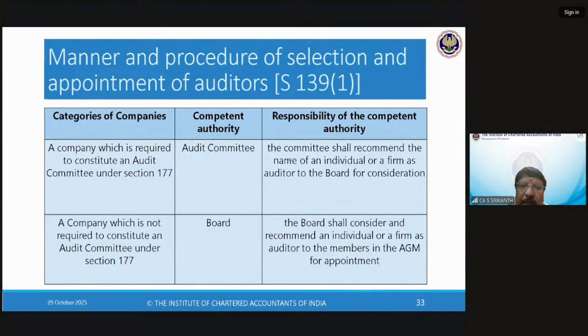I have not interlinked the audit committee with tax audit, sir. Sir, a statutory auditor can also do tax audit. That's all I mentioned. Audit committee has nothing to do with this.